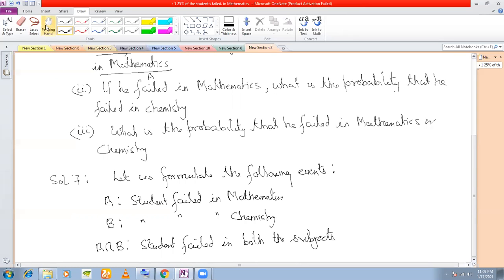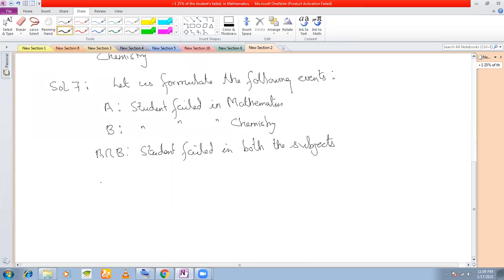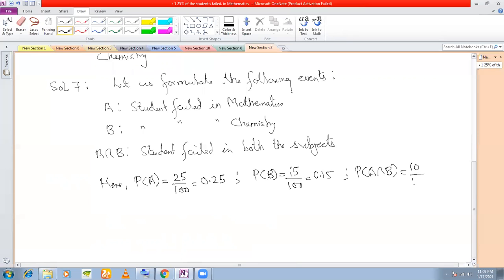So let's see what is given here. P(A), student failed in mathematics. 25% failed in mathematics, so this should be 25 by 100, 0.25. 15% failed in chemistry. That means P(B) must be 15 by 100, which is 0.15. And what is P(A intersection B)? How many failed in both the subjects? 10%. That means 10 by 100, 0.1. Right? Now let us see what the first part of the question is.